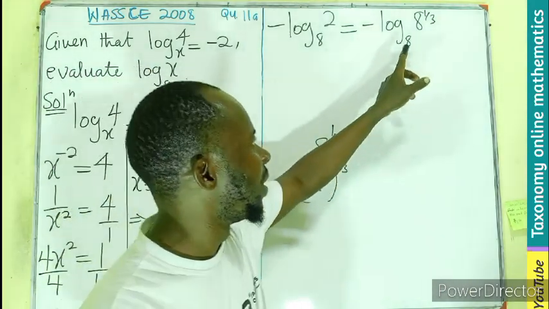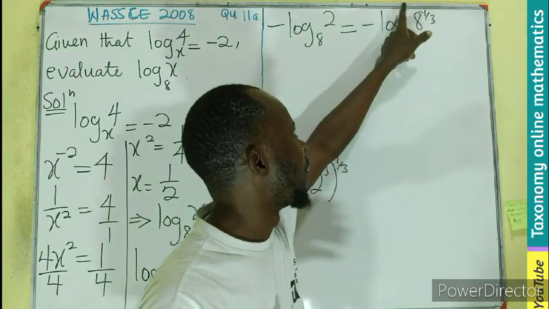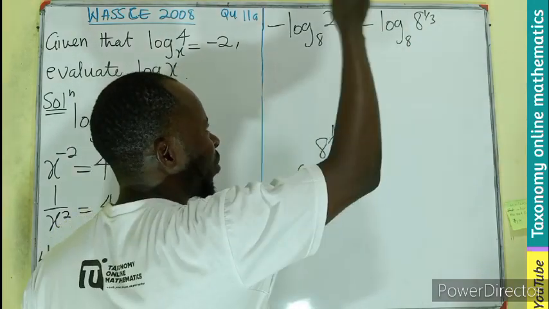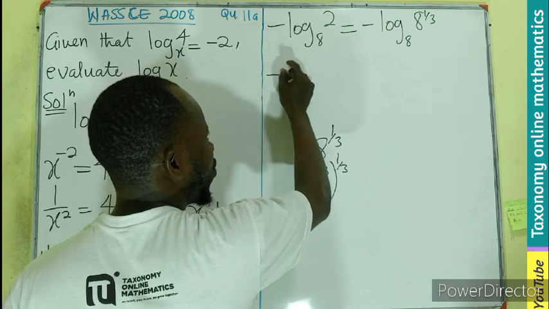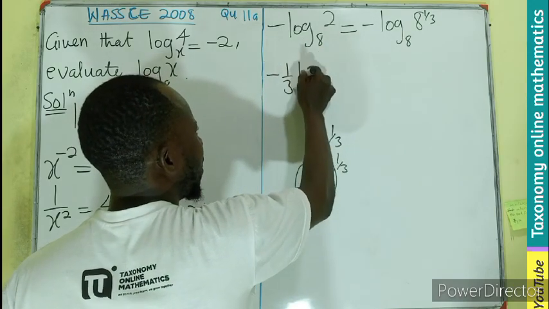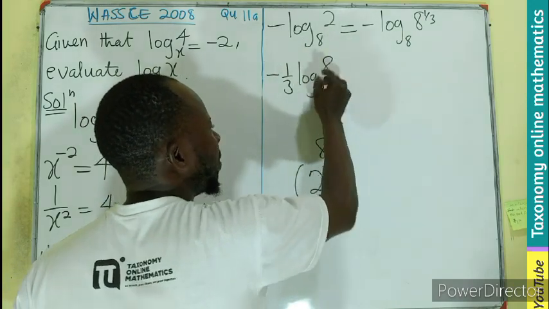Are you seeing that we have the same number now? The exponent comes forward to multiply. So if the exponent comes to multiply, it will give you -1 times 1 over 3, the log of 8 base 8.